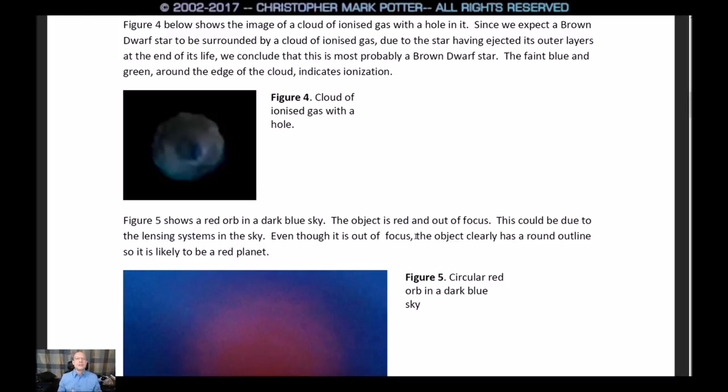Totally normal. Since we expect a brown dwarf star to be surrounded by a cloud of ionized gas, naturally, due to the star having ejected its outer layers at the end of its life. Isn't that crazy? We conclude that it's most possibly a brown dwarf star. The faint blue and green around the edge of the cloud indicates ionization. Figure 4, cloud of ionized gas with a hole in it. Yeah, it's the dust star.